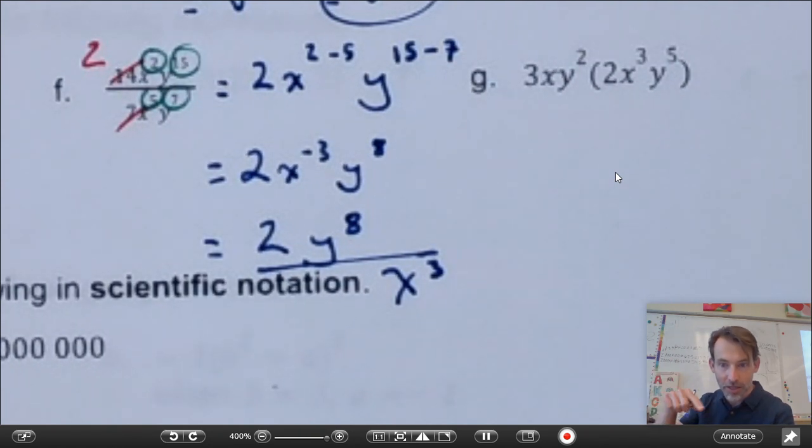Send that x to the 3, make it live downstairs, and make the exponent positive. Let's just work with your negative exponents efficiently. And that's done. Final answer.